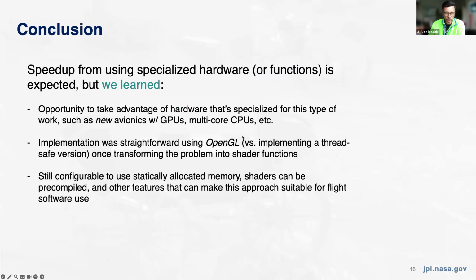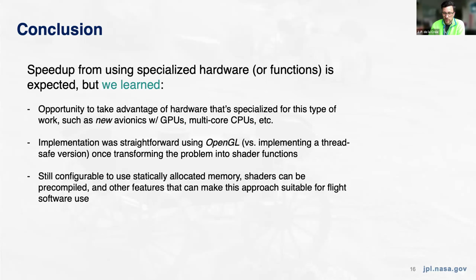So in conclusion, what we saw is a speed up from using our specialized hardware. Once again, the same thing as we did with OpenGL last time. It's obvious that you get a speed up by using specialized hardware, but I think this is again exciting. Another aspect of finding a specific operation within an autonomous system that can be sped up by using a GPU or a multi-core CPU.